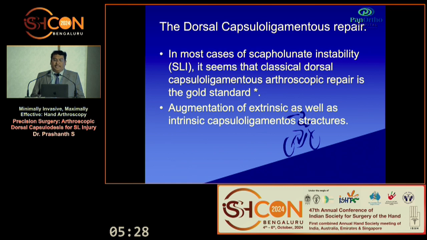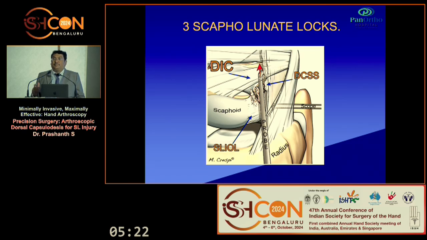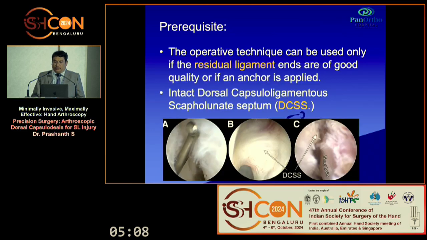It is mainly based on the augmentation of the extrinsic as well as intrinsic capsuloligamentous structures. That means it is based on 3 scapholunate links. What are they? The dorsal intercarpal ligament, the DCSS, which means the dorsal capsuloligamentous scapholunate septum, and the interosseous scapholunate ligament.